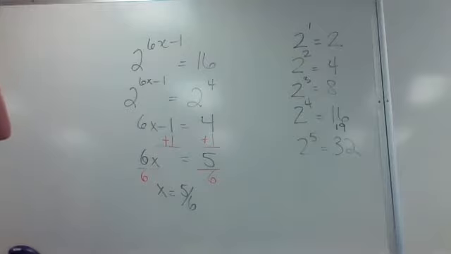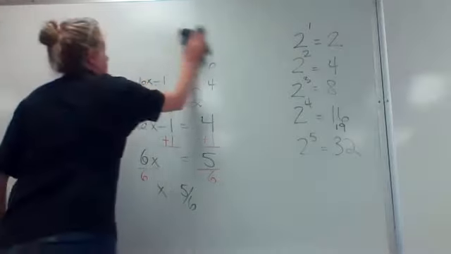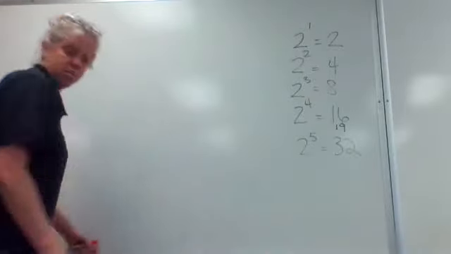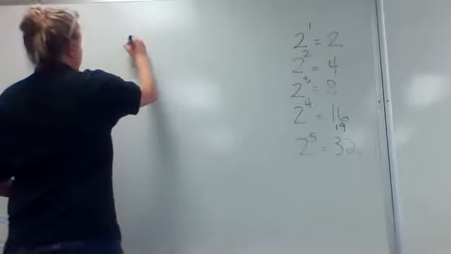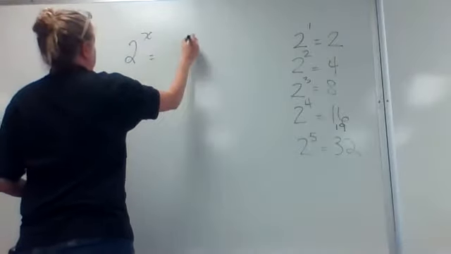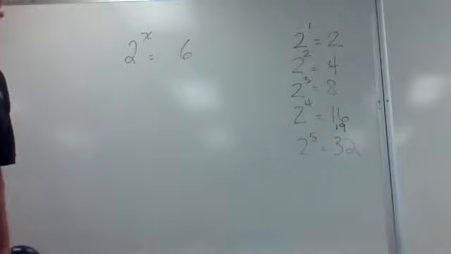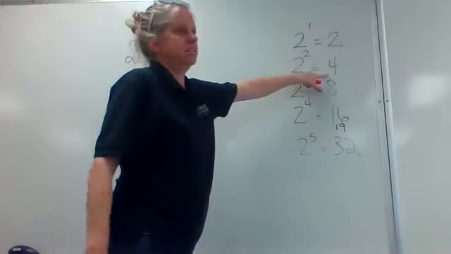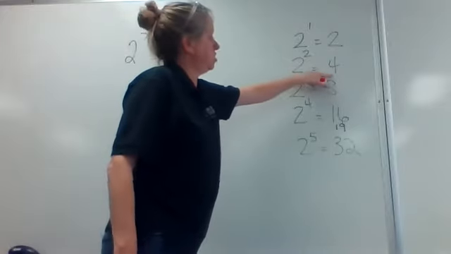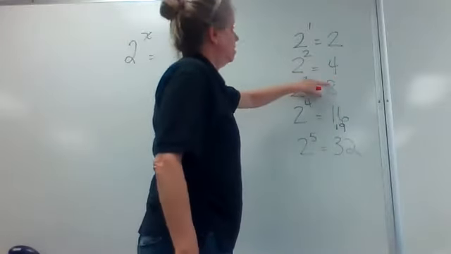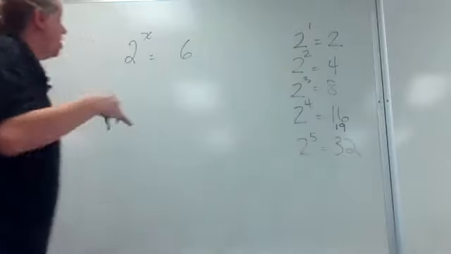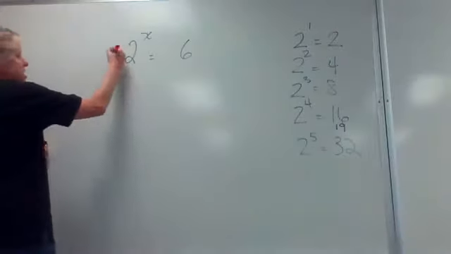Number 5, 2 to the x power equals 6. So I cannot rewrite 6 as 2 to a power. It's in here somewhere, which means my answer is going to be between 2 and 3. Okay, but how do I get that x out of the exponent?